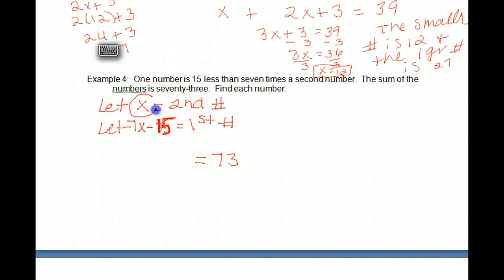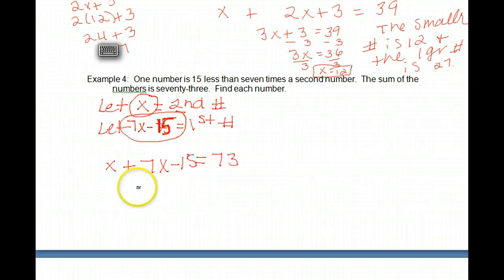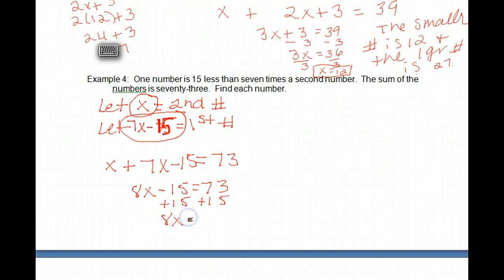So I want to use my x and my 7x minus 15 and add them together. So x plus 7x minus 15 equals 73. Combining like terms, x plus 7x equals 8x, minus 15 equals 73. Add 15 to both sides, and 8x equals 88. Divide both sides by 8, and x equals 11.